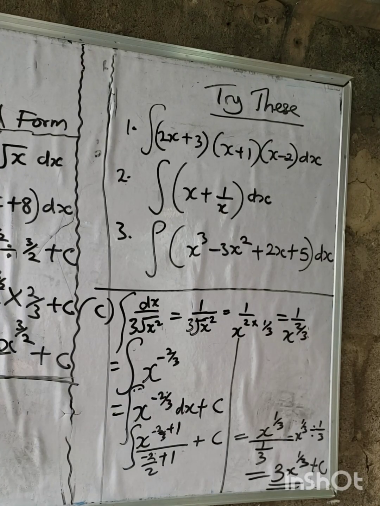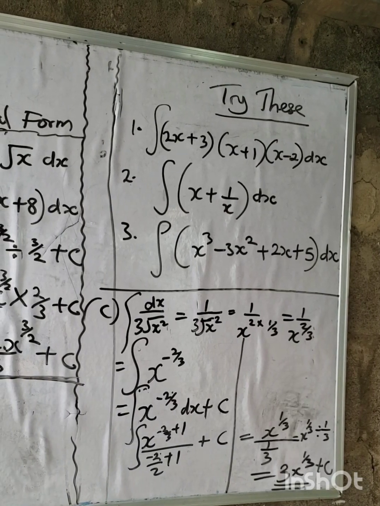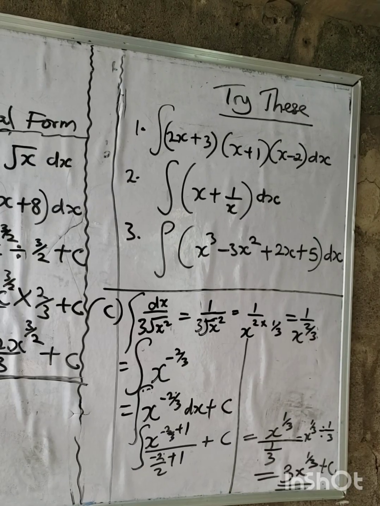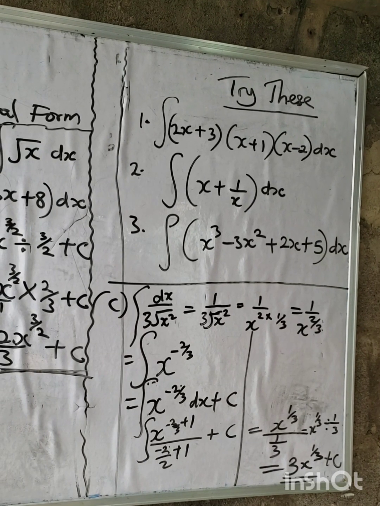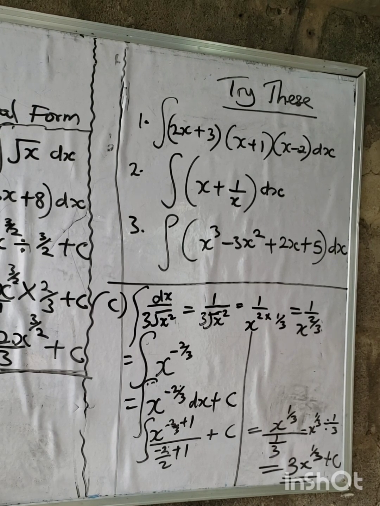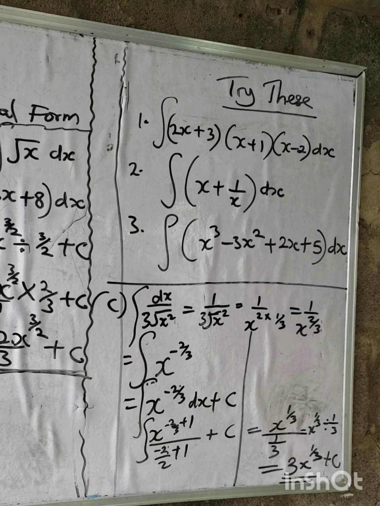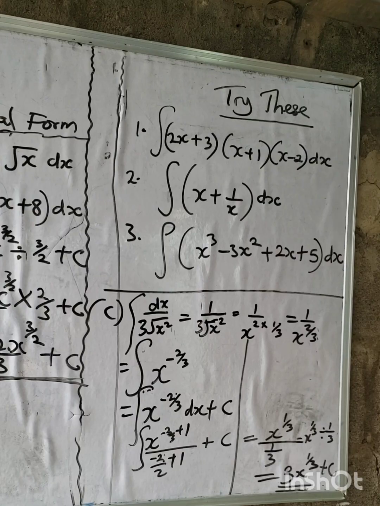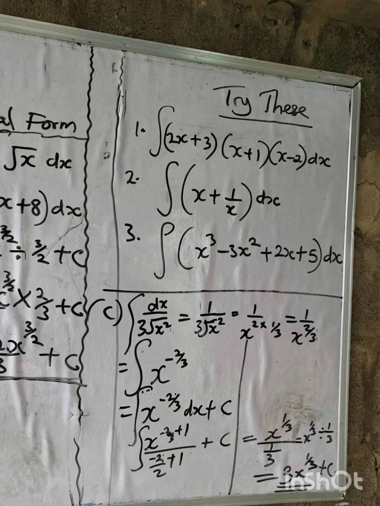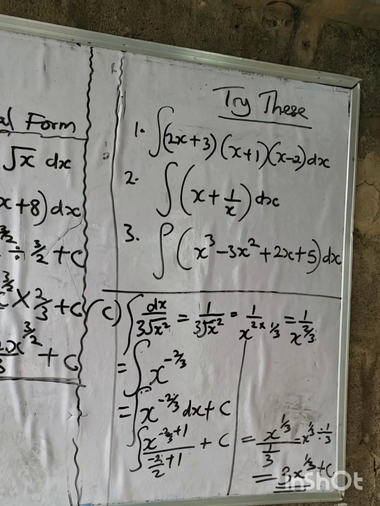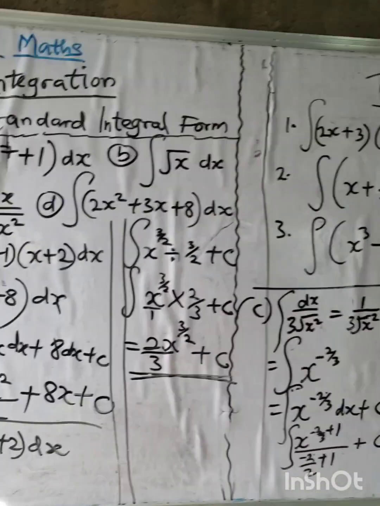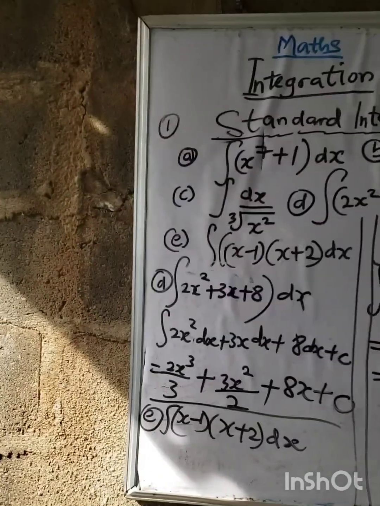The last question, which is E, how do we solve this? E is the integral of s minus 1 times s plus 2 dx. When you see this kind of question, don't panic. You are going to open the bracket and solve it by what? By factorization. See now, question E.